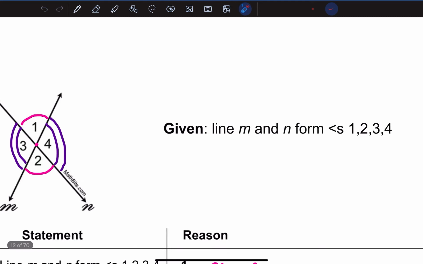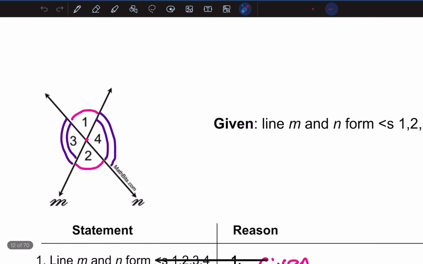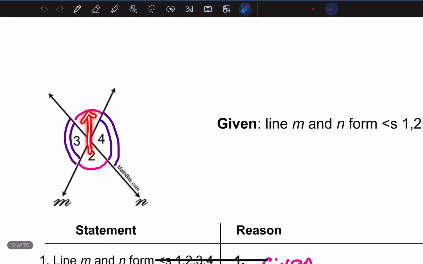So, if we're given lines M and N to form these four angles, well, you have two pairs of vertical angles. Angles 1 and angles 2 are vertical, therefore they are congruent. Angles 3 and angles 4 are vertical, therefore they are congruent.